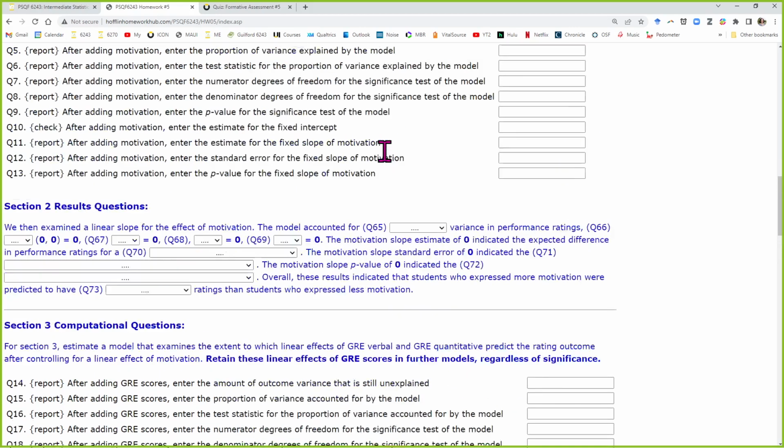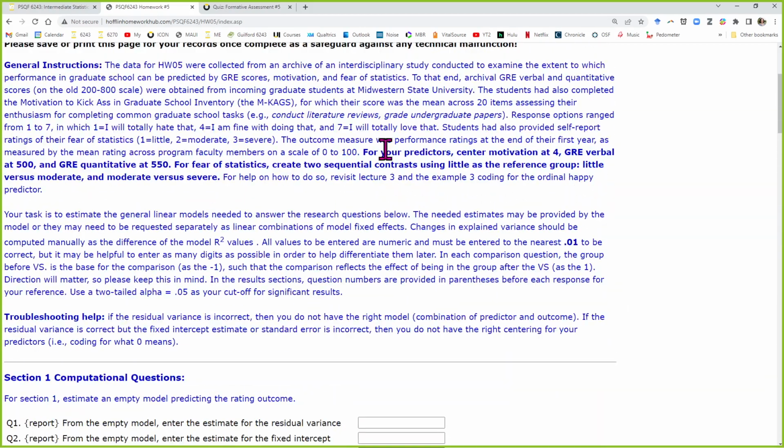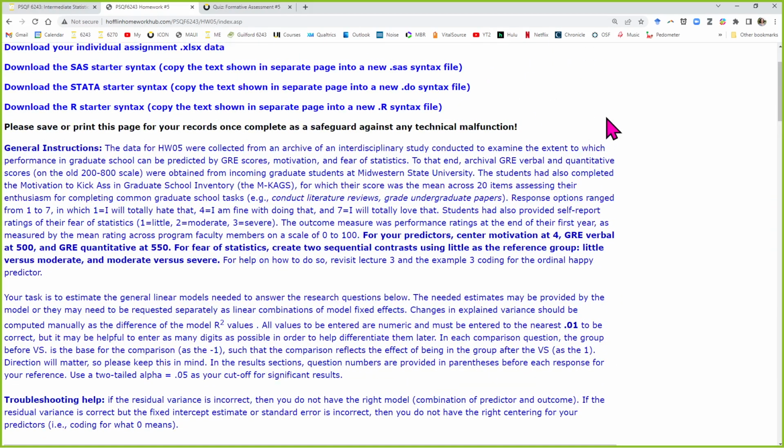But anywho, the story behind this week's homework is we're predicting graduate school performance from GRE scores and fear of statistics, as well as from motivation. Spoiler alert, severe fear of statistics is bad for you. That's the story behind this one.